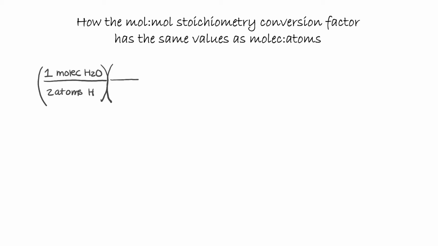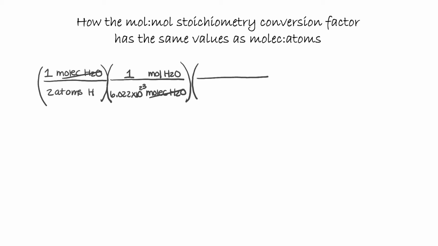We can then apply Avogadro's number. So we have molecules of water in the denominator and mole of water in the numerator. So it's 1 mole of water to 6.022 times 10 to the 23 molecules of water. Notice then that molecules of water will cancel.